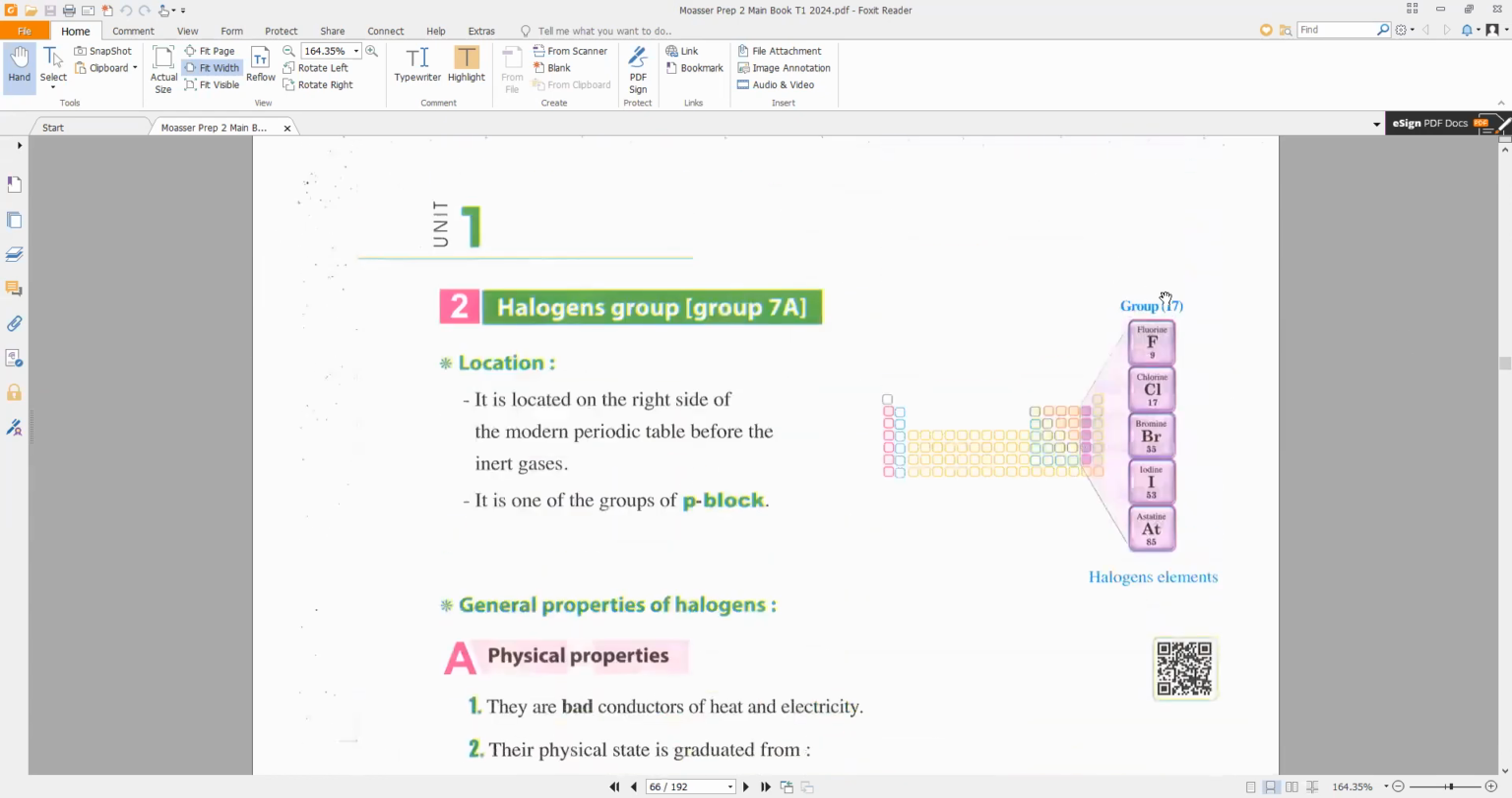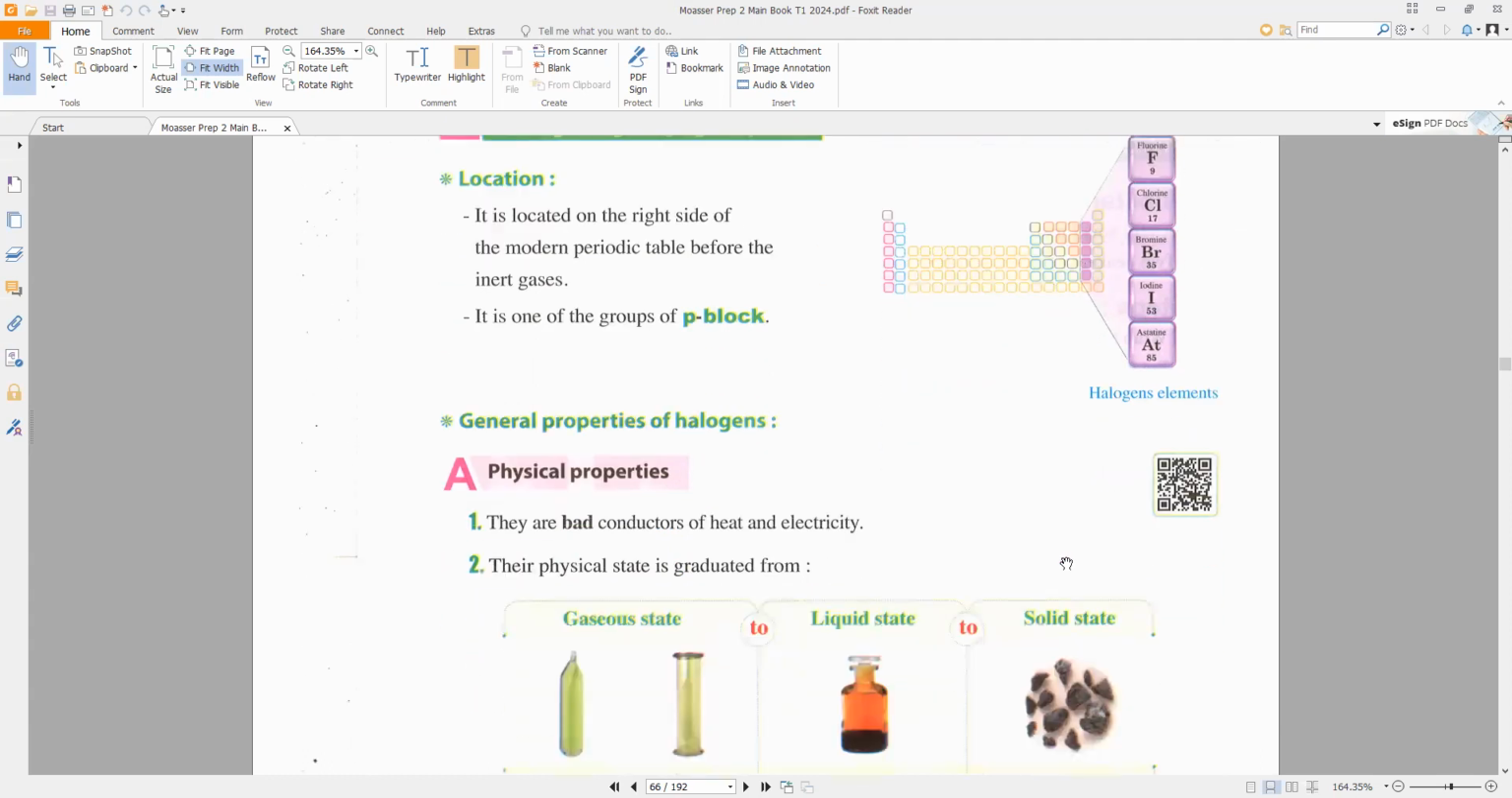But the activity, as we move down, decreases. That is opposite to the alkali metals. For the alkali metals, when we move down, the activity increases. But for the halogens, when we move from fluorine to iodine, the activity decreases. So fluorine is the most active halogen, and iodine is the least active halogen.